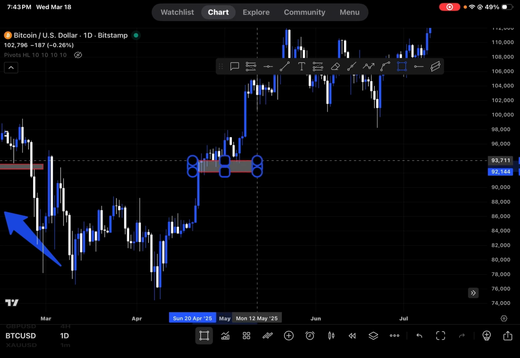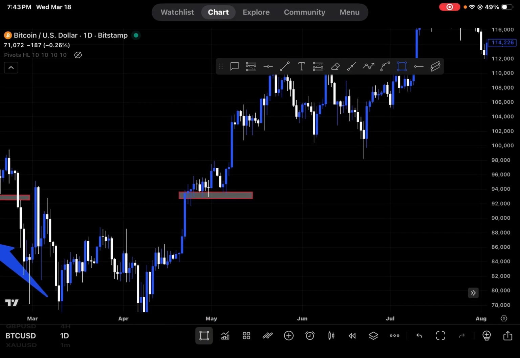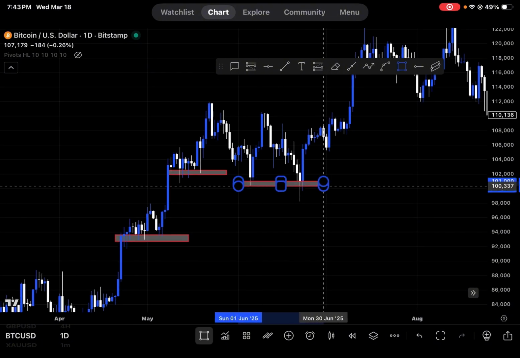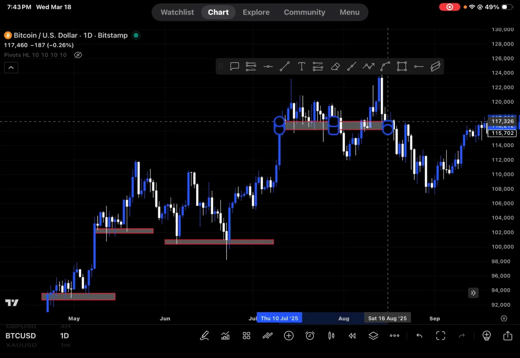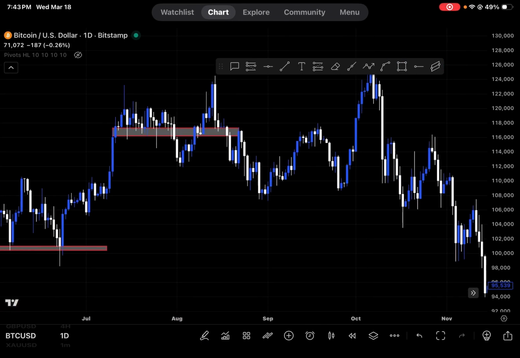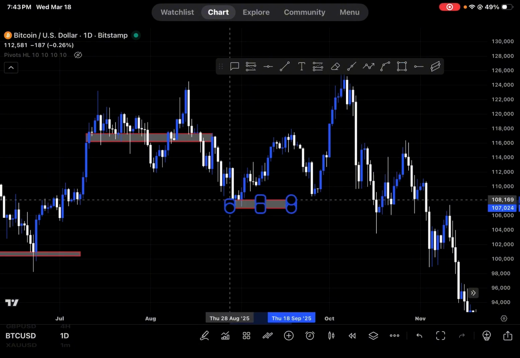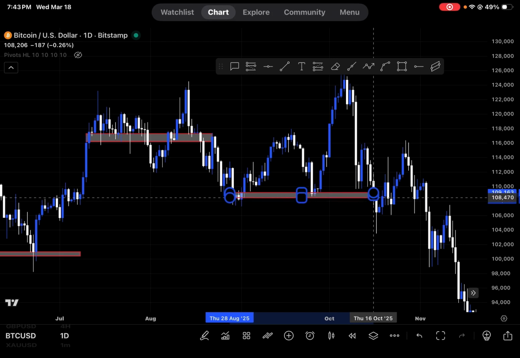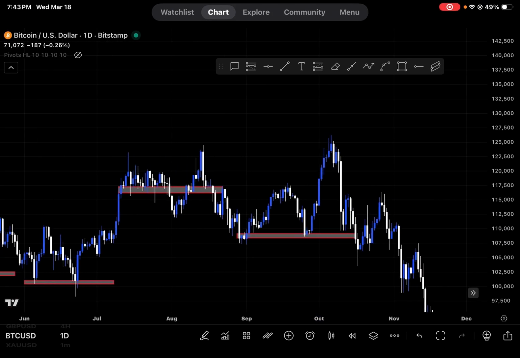Right here again, we have a couple of candlestick touches, a strong level of support. Right here, strong level of support. Right here, still a strong level of support. You get it, right? You guys getting it. So once we are able to draw this up and drag it across where there is more than one touch, then you know that that area is a strong level of support.